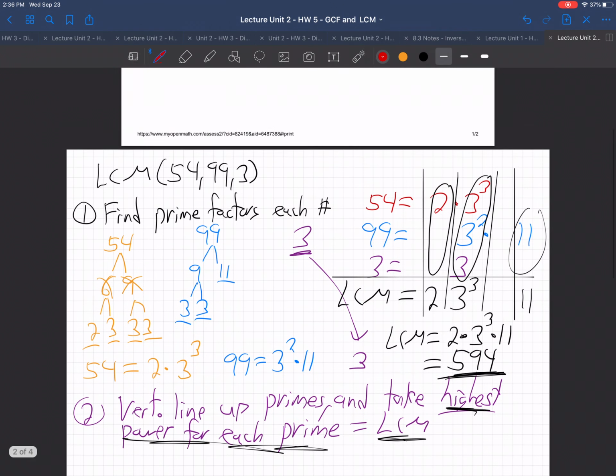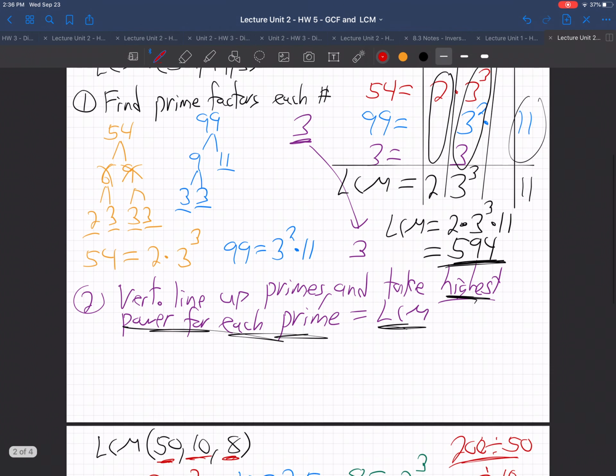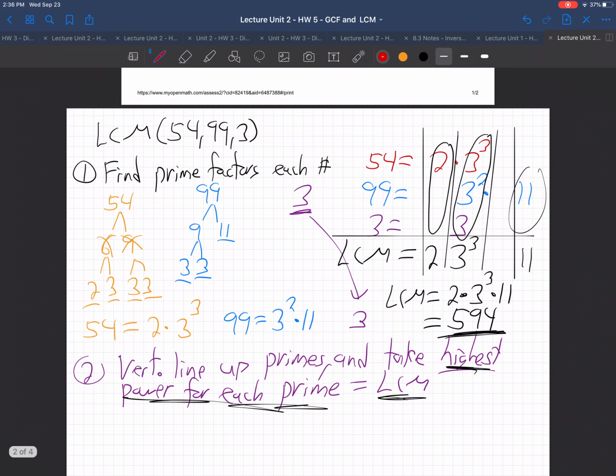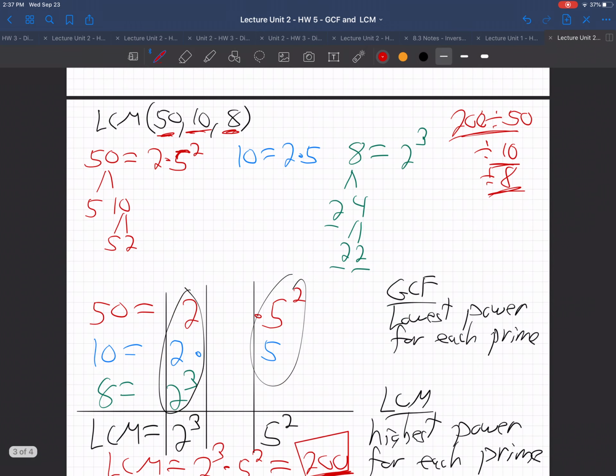And on the last one, what was the answer? For this one, the LCM was 594, wasn't it? So 594 was the lowest number that all three of those, 54, 99, and 3, all go into. You could check. They all divide evenly into 594. So there we go.